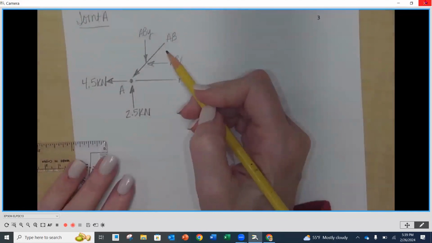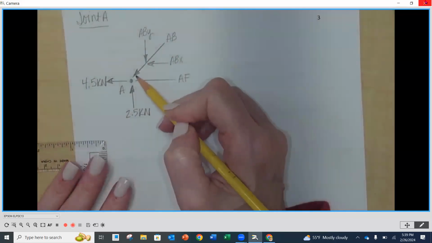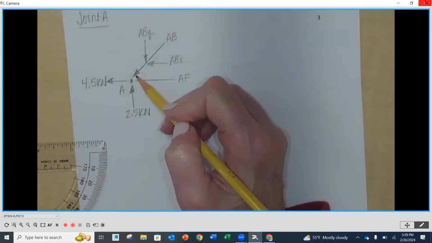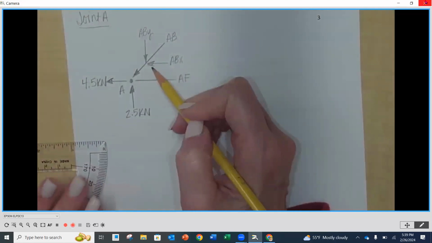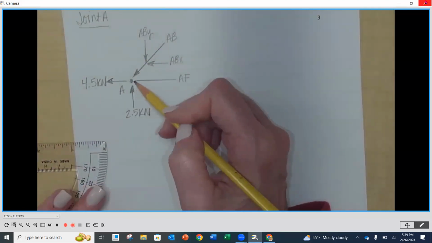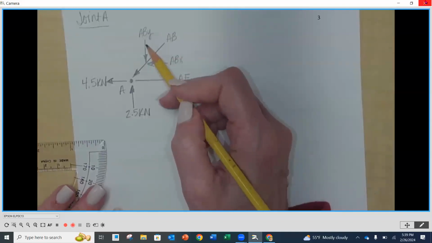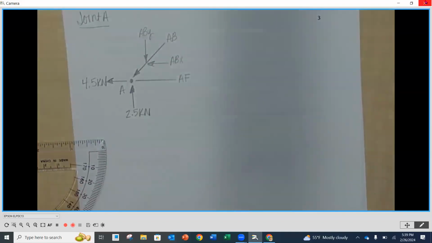And make sure that, for instance, if I have my member going down and to the left, my X's and my Y's have to go along with that. If I have it going up and to the right, then they have to go up and to the right. So my X's and Y's have to go along with whatever the member is doing.